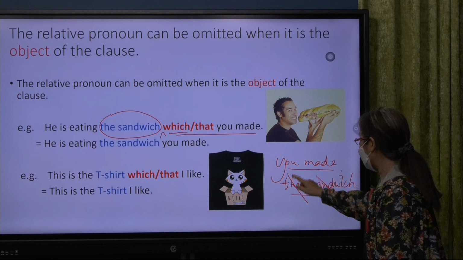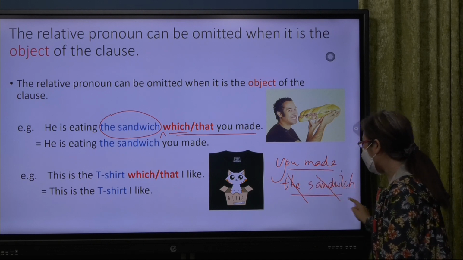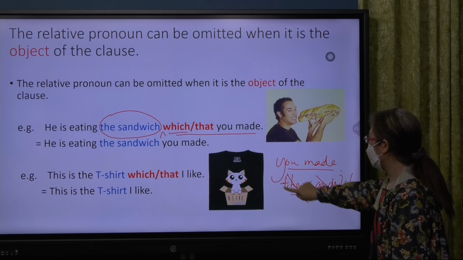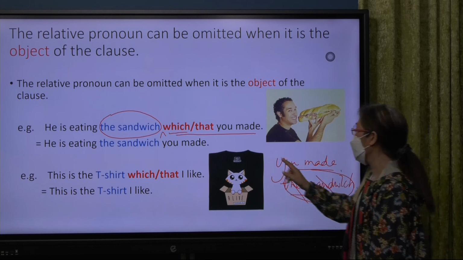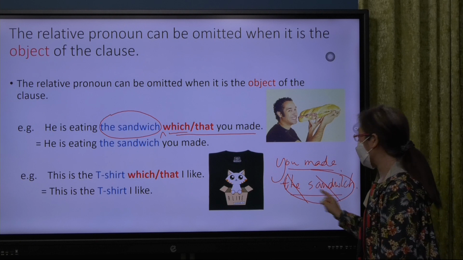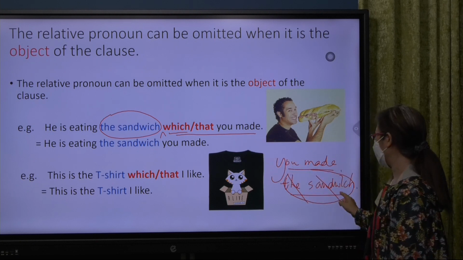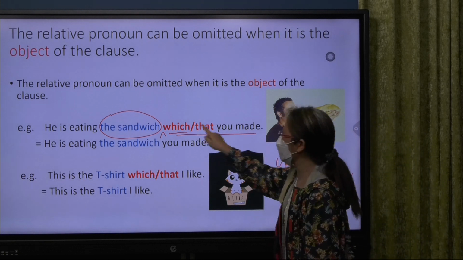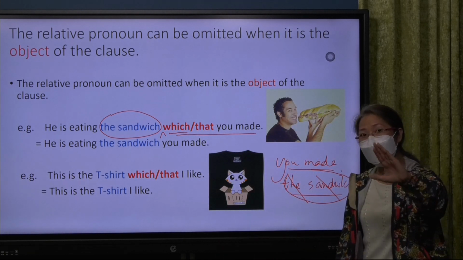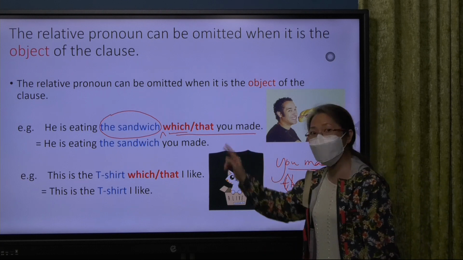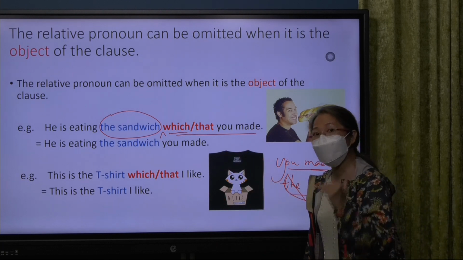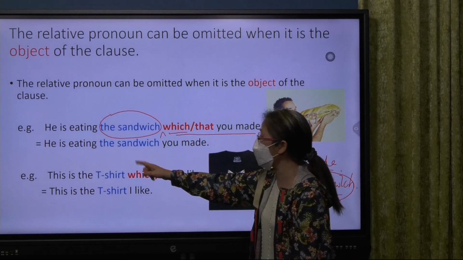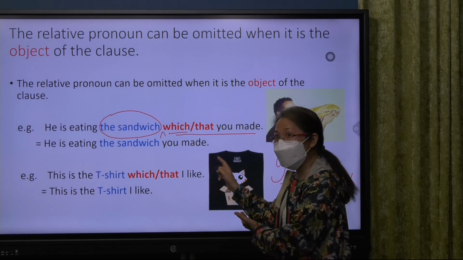But usually in everyday life, in this case，如果你講緊呢個 sandwich 喺呢個 relative clause 裏邊係 object，you made the sandwich，SVO subject verb object。動詞後邊 object。如果 sandwich 喺個子句嗰度係 object 嘅話，which 同埋 that relative pronoun 係唔需要寫出嚟，省略咗佢就得㗎啦。So we can say he is eating the sandwich you made.